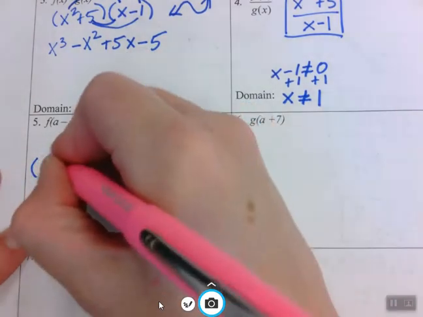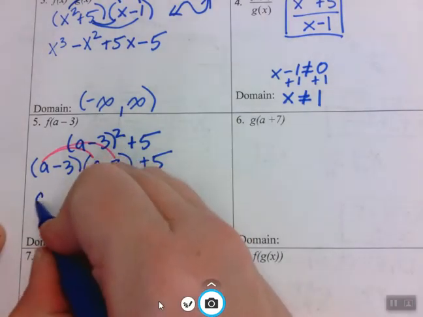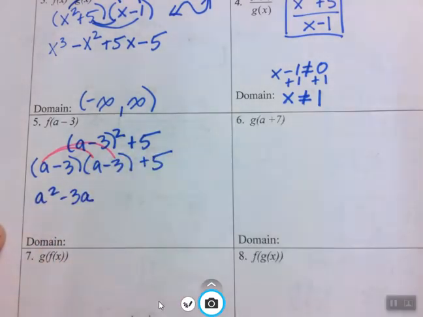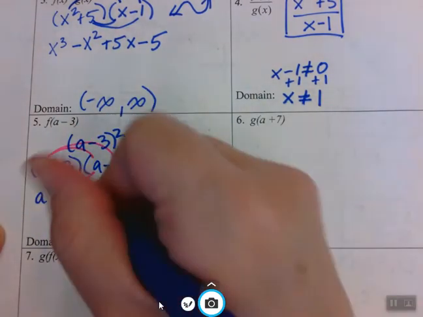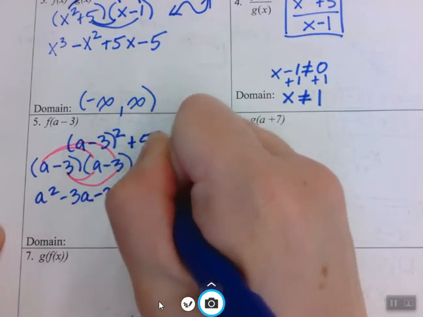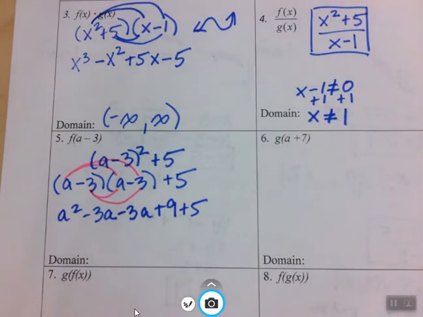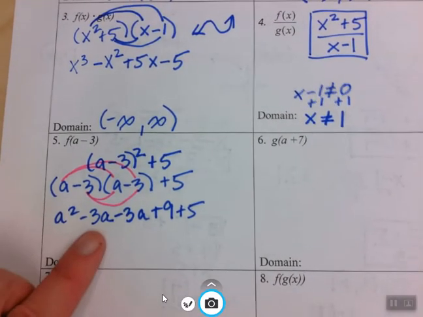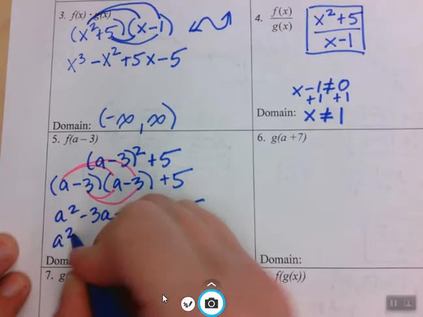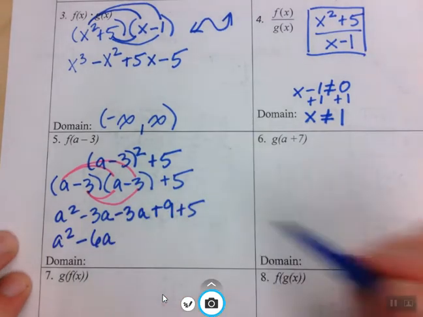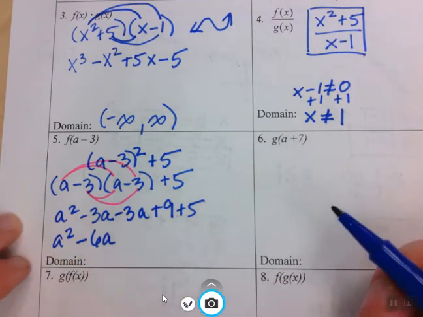Then we're going to distribute a times a and a times negative 3. And then negative 3 times a and negative 3 times negative 3. And then I'm going to bring down the plus 5. Alright, combine like terms. What can I combine with negative 3a? The other negative 3a, thank you. What can I combine with a 9? The 5.